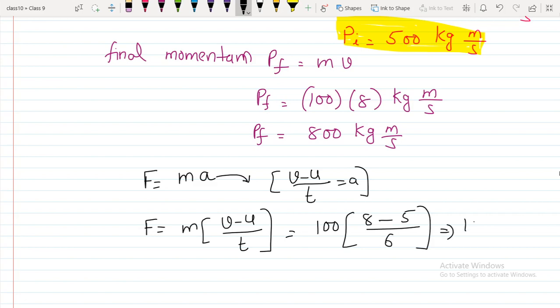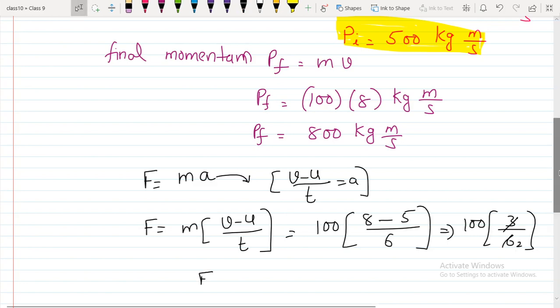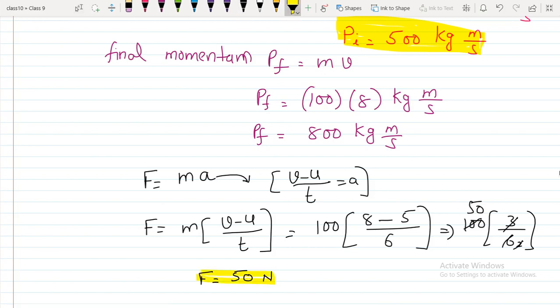So let us simplify here. 100 times, so it gives 3 upon 6, which also gives 1 upon 2. So force F equal to, if we can do this cut, 2 in 100, again 50 times. So force F equal to 50 Newton. So this is the force exerted by the object.